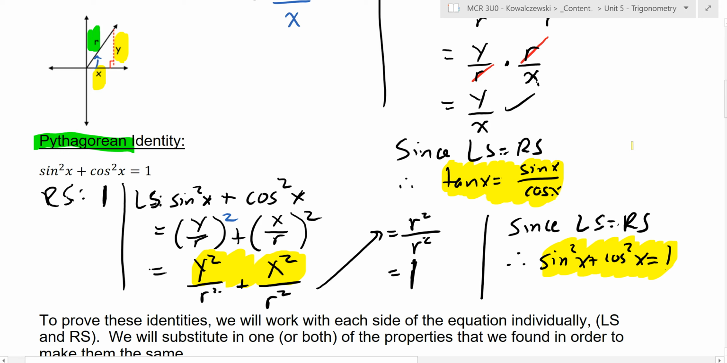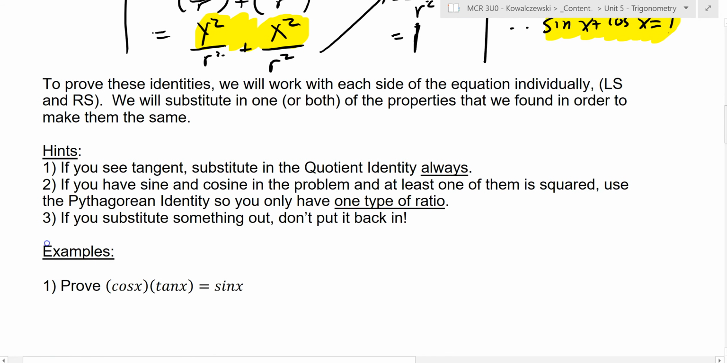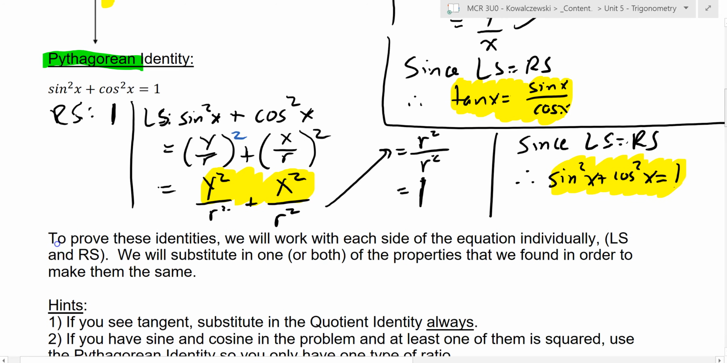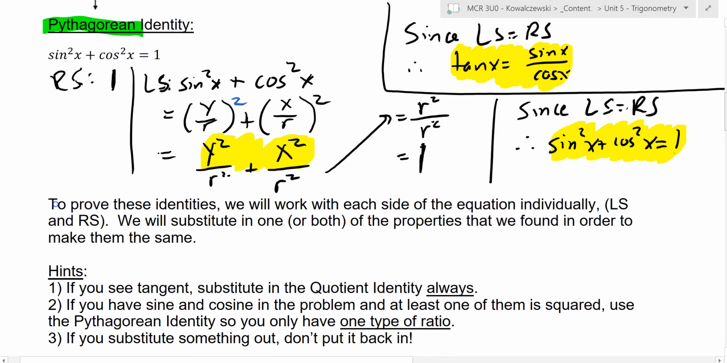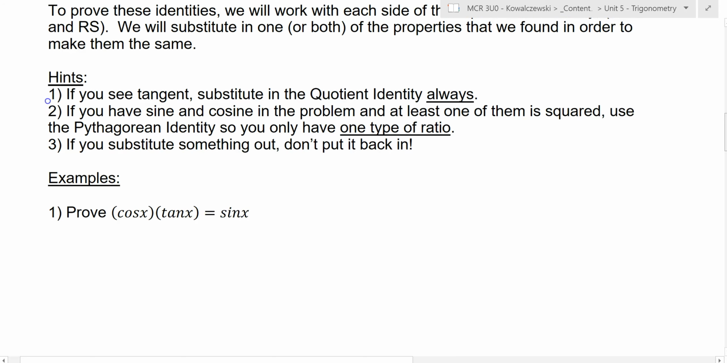So now I'll show you what an actual question looks like. And when we do these questions, here are some hints that we're going to use. So first of all, like I said, we work with only one side of the equation at a time, left side and right side. And we're going to be substituting in those two identities that we just learned in order to make those two sides stay the same. So here are my hints.